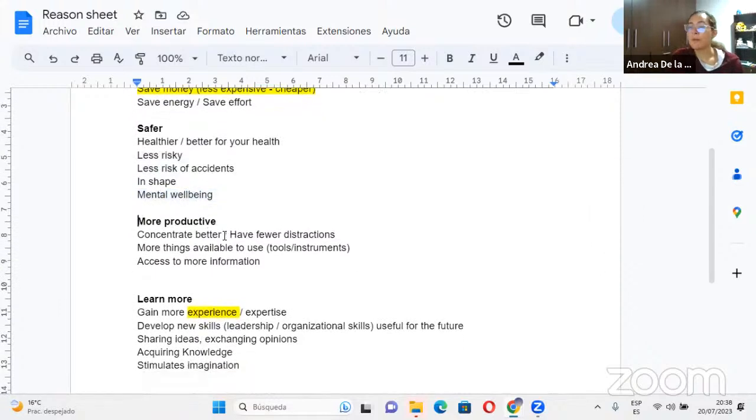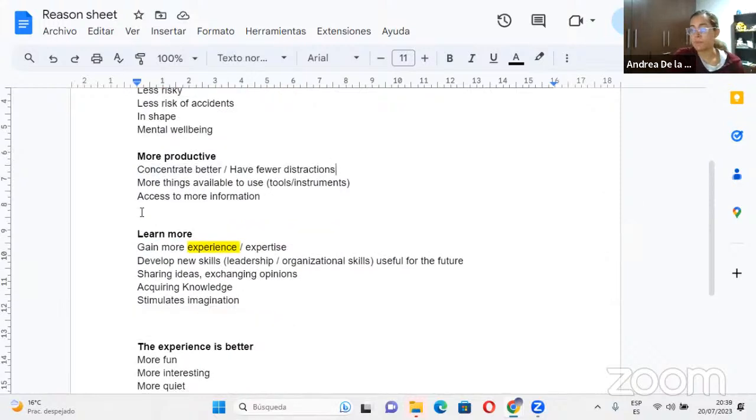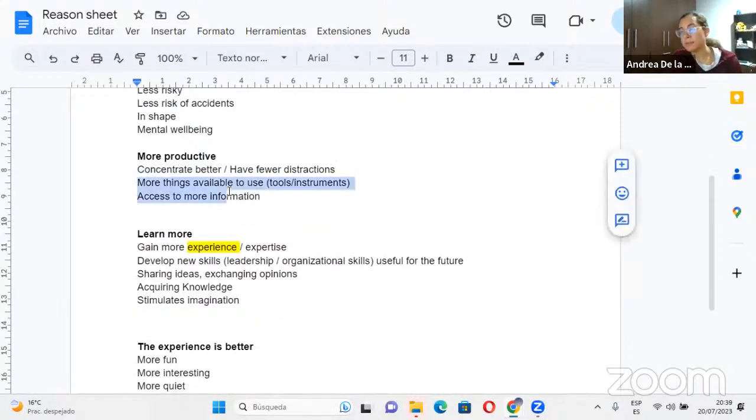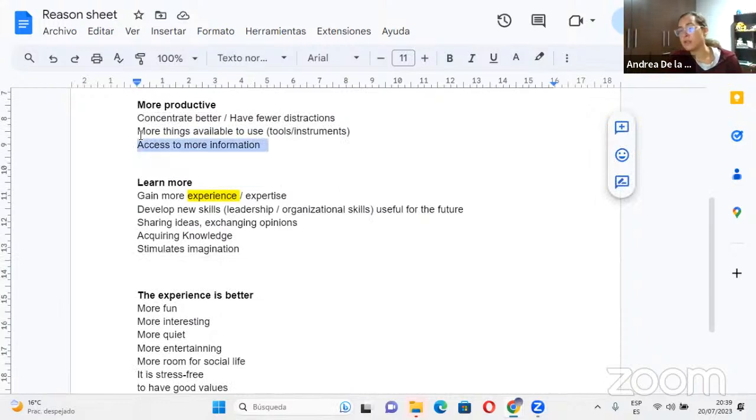You can always talk about productivity, right? You could say by reading, you can concentrate better. Or by reading, you have fewer distractions. You can say that something maybe is better because there are more things that are available to use. You have more access to information. You could say that you prefer watching the news because it's more updated information, for example. Or you could say that you prefer reading the news because you have access to more information on the internet. So you could also talk about the reliability of the information, right?